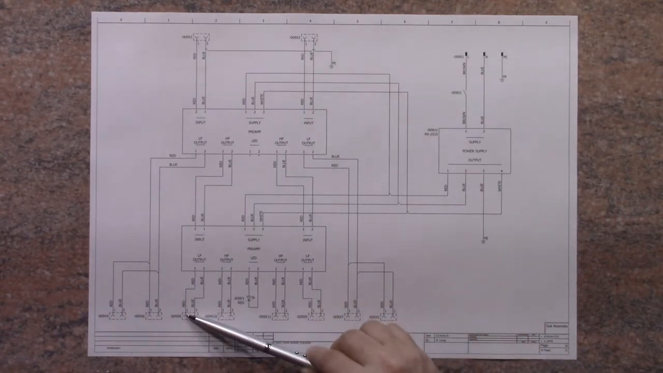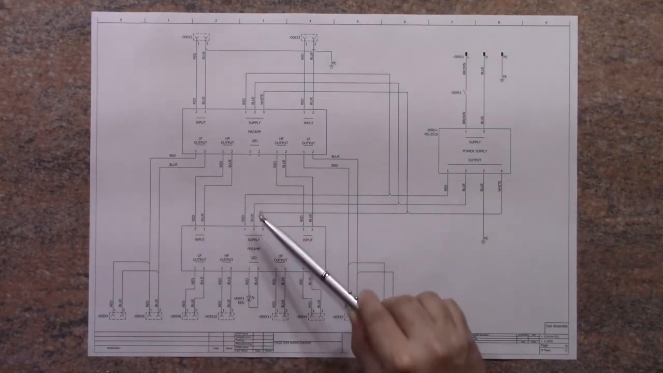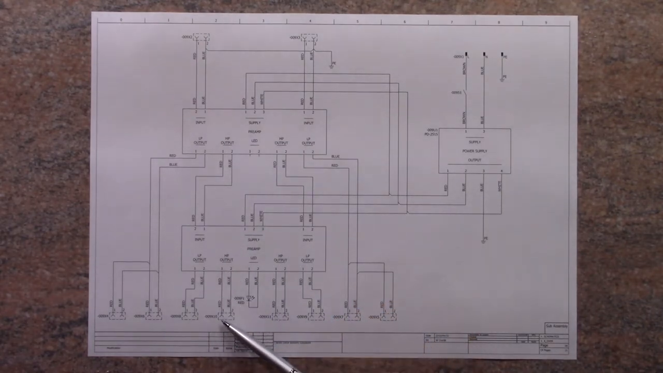The low pass that goes to the mid amplifier, and then the high pass that goes to the tweeters amplifier. Also have a little LED here as a power indicator on the front of the module.